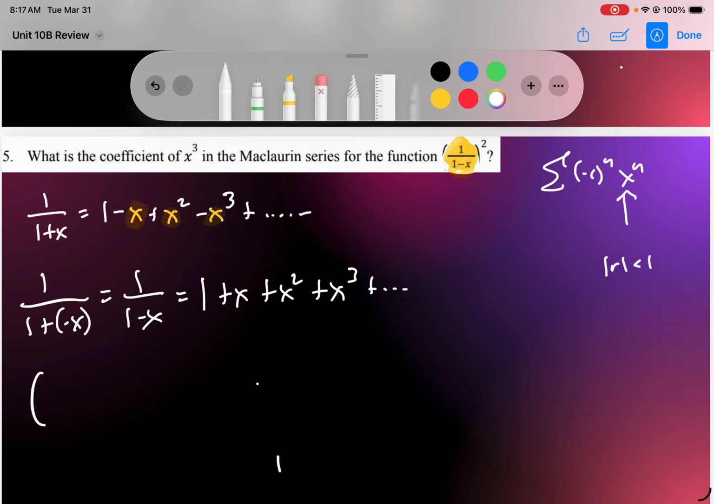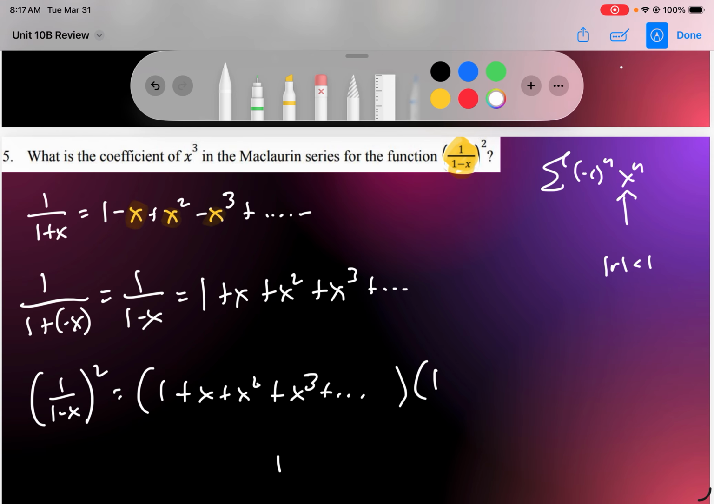Now, if I want to find 1 over 1 minus x squared, that's going to be 1 plus x squared plus x cubed plus dot, dot, dot times itself.